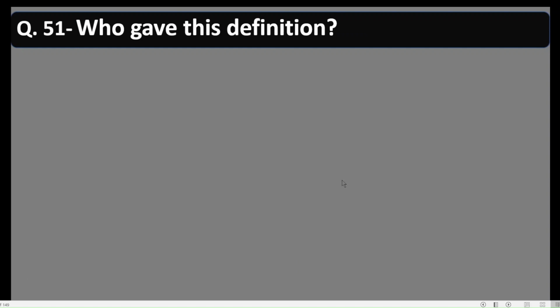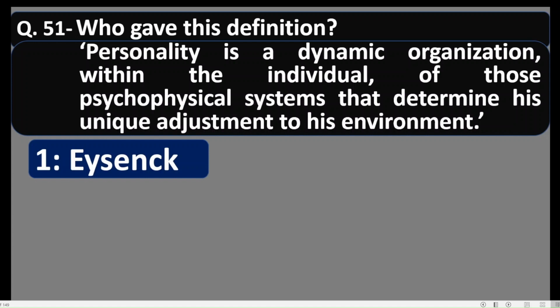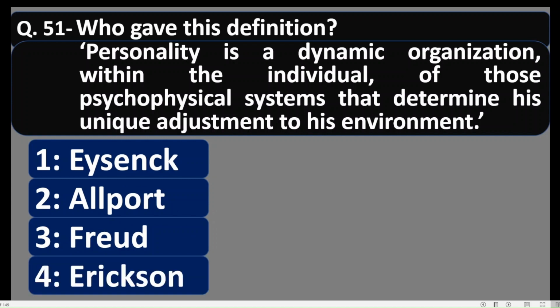Question number 51. Who gave this definition? Let us see the definition. Personality is a dynamic organization within the individual of those psychophysical systems that determine his unique adjustment to his environment. Who has given this definition? It is the definition of personality. Let us see the options. Eysenck, number 1; Allport, number 2; Freud, number 3; Erikson, number 4.